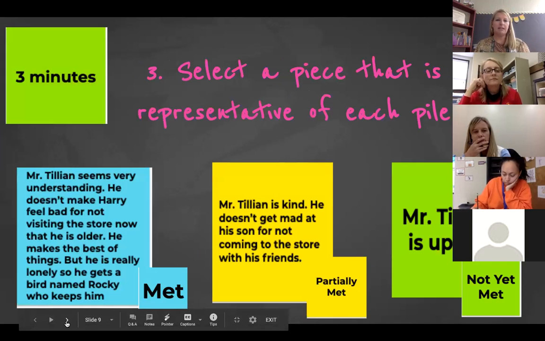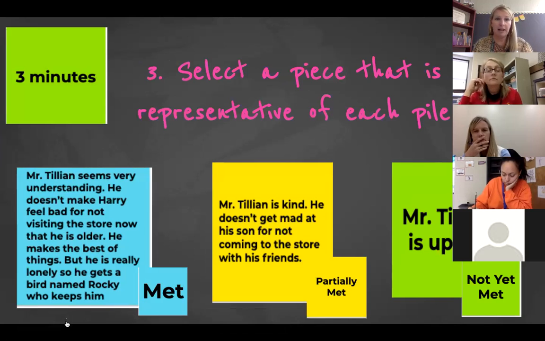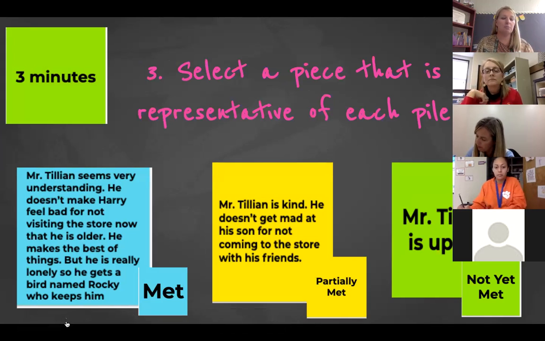Then you select a piece that is representative of each pile. You look through the met pile and you think, this piece is really representative of what I expect a met student's work to look like. Then you look through the partially met pile and think, this is an example of what I would expect a partially met student's work to look like. And then you do the same with not yet met. And again, it's pretty quick, it's 3 minutes.